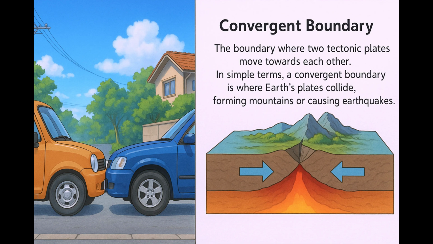Just as the cars approach one another, potentially causing a collision or forcing one to rise over the other, tectonic plates move towards each other, sometimes resulting in one plate being forced beneath the other or causing the ground to crumple and rise, forming mountains or triggering earthquakes.